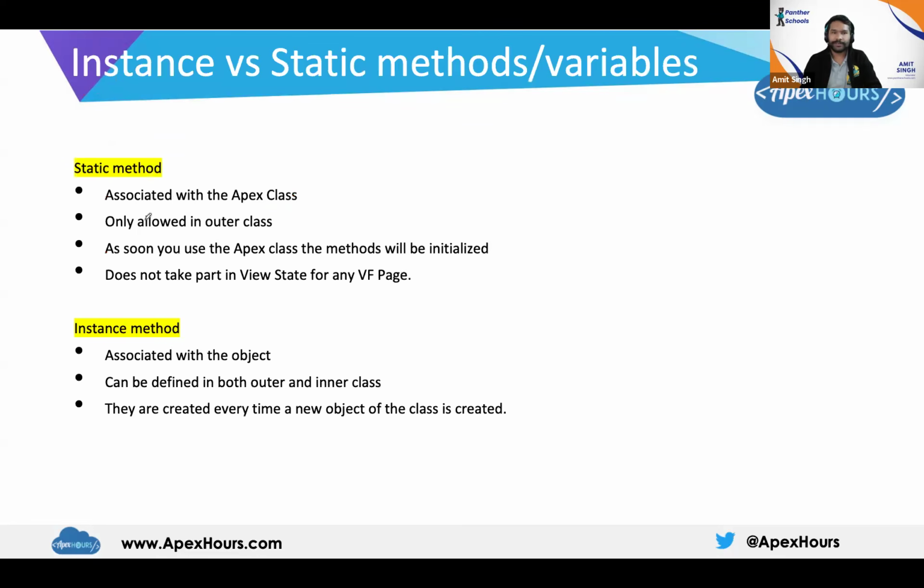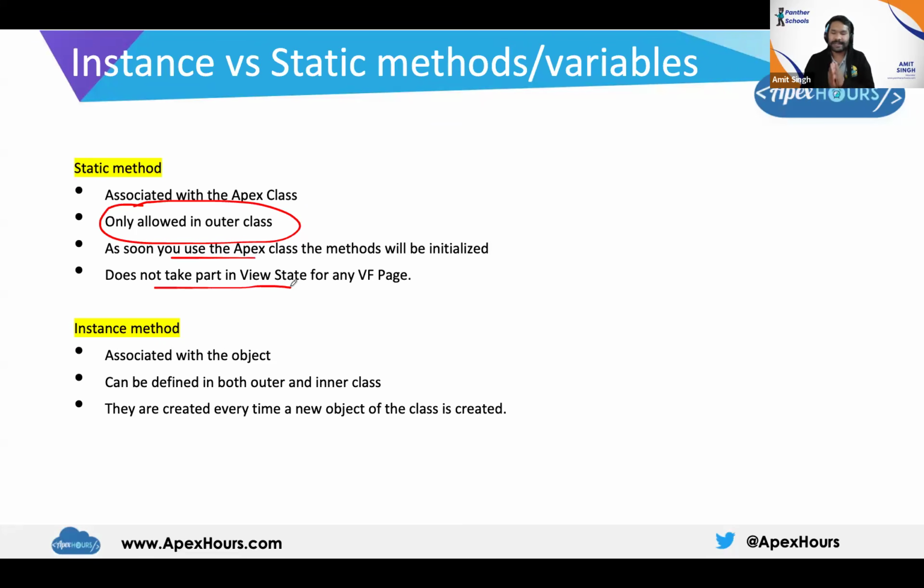So here is the difference between static versus instance methods and variables. Let me read it out for you. Static methods are associated with the Apex class. So anytime you invoke the class, all these methods and variables will be ready to use. Even if you create an object of a class, the static variables and methods will be ready to use. These static methods and variables are only allowed in the outer class. Very important point: you cannot create them inside an inner class. The third point we have already talked about.